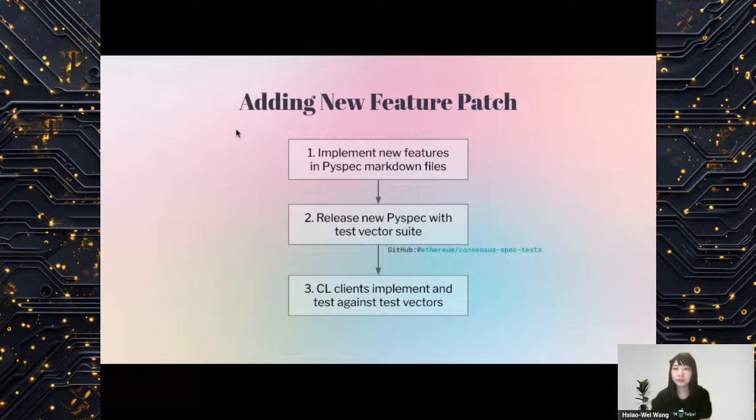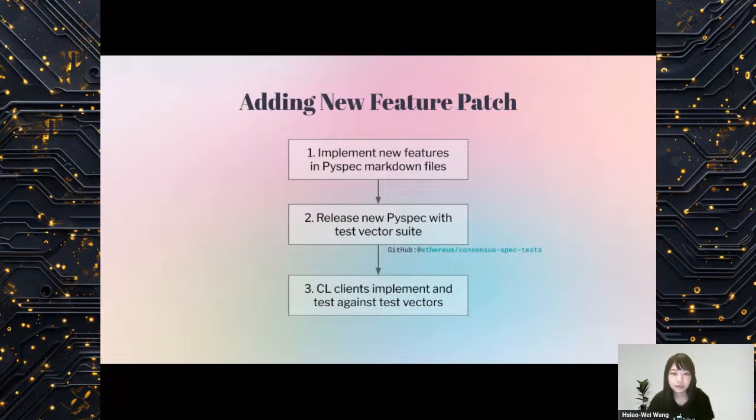Whenever we want to add a new feature, like a new patch to the current mainnet protocol, we create a new feature folder in the specs and write it in markdown files. For example, for the last hard fork, Dencun, we included EIP 6110, so there is a folder called EIP 6110 with some files in it. Second, we release the new PySpec with a test vector suite. The test vectors are generated with the PySpec test cases for client teams to verify.